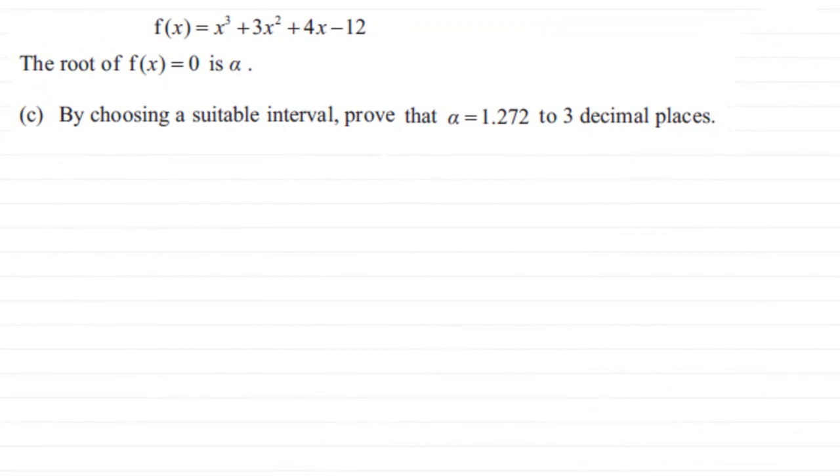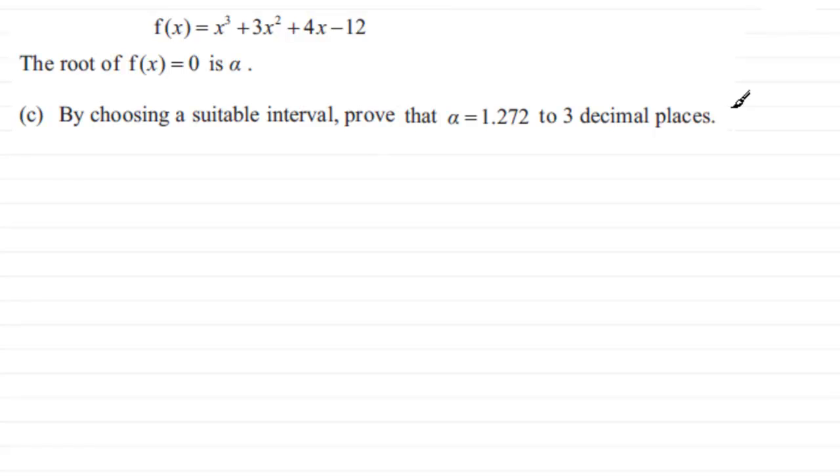Hi. Now for the last part of this question, we're given that f of x equals x cubed plus 3x squared plus 4x minus 12, and we're told the root of f of x equals 0 is alpha. And we've got to choose a suitable interval to prove that alpha equals 1.272 to 3 decimal places.